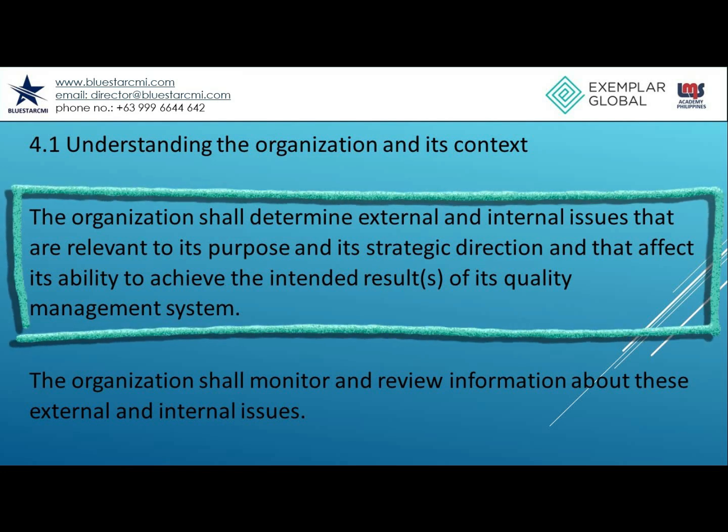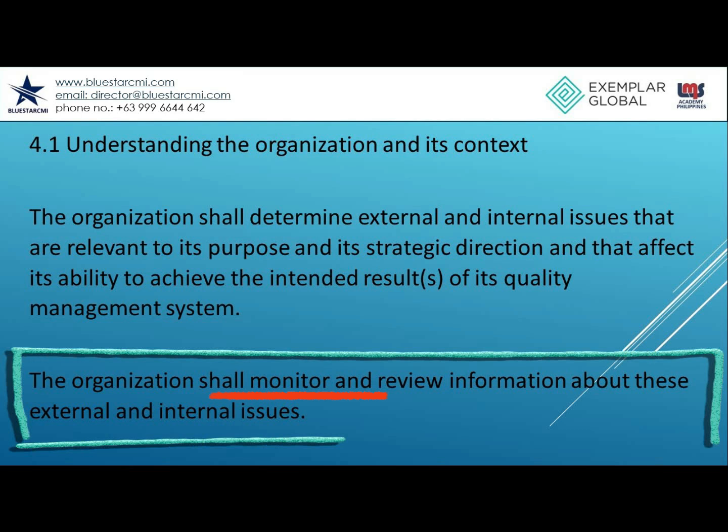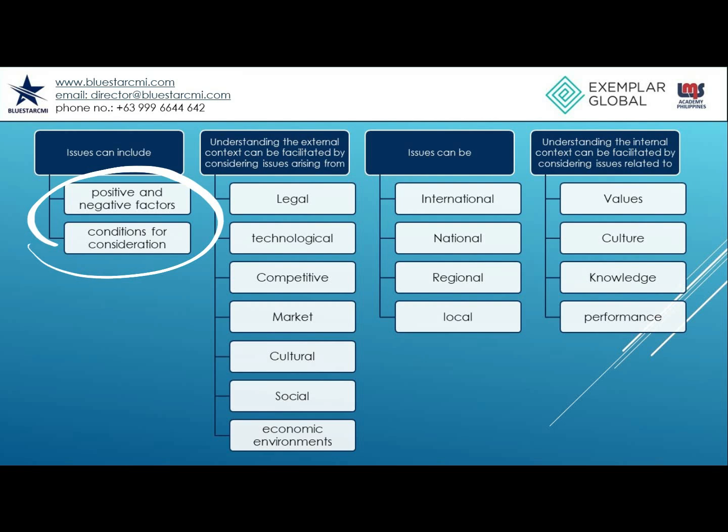The organization shall determine external and internal issues that are relevant to its purpose and its strategic direction and that affect its ability to achieve the intended results of its quality management system. The organization shall monitor and review information about these external and internal issues. Note 1. Issues can include positive and negative factors or conditions for consideration.